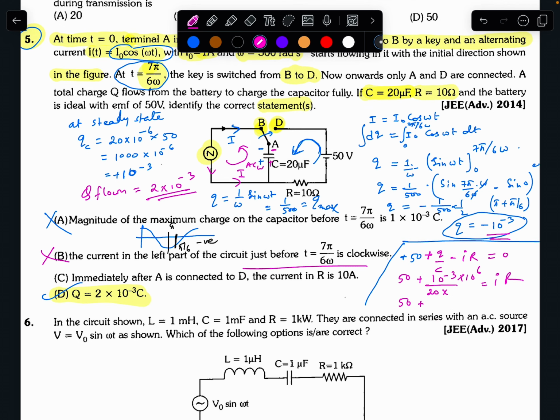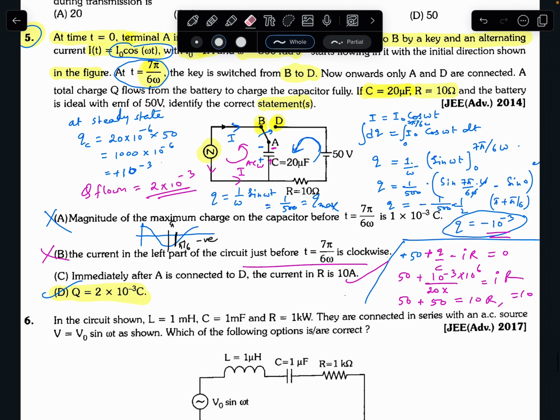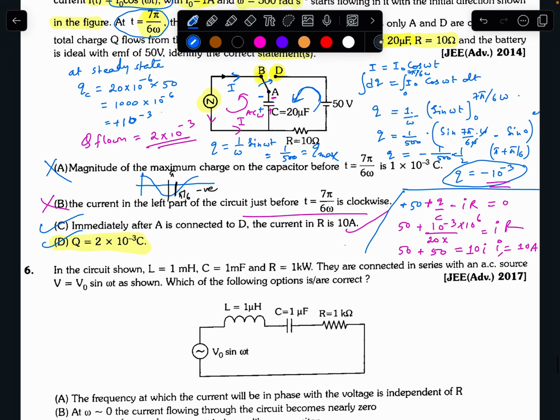So 50 plus 10 to the power 3, 100 by 2, 50. 50 plus 50, I is 10 into R. So from here you get R equal to 10. That's correct. Not R, sorry, I. Here they have given R is equal to 10. They are asking I. So I also you get 10 ampere. Okay. So option C is also correct.